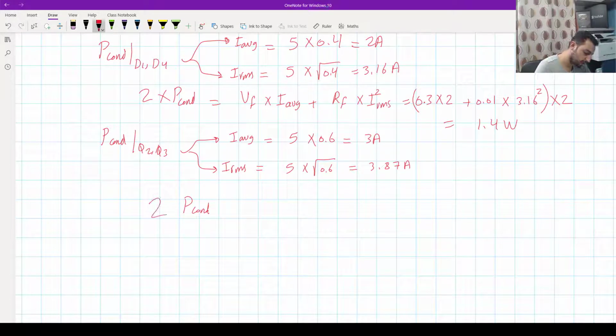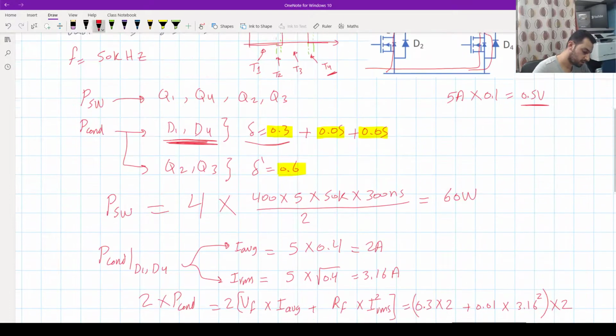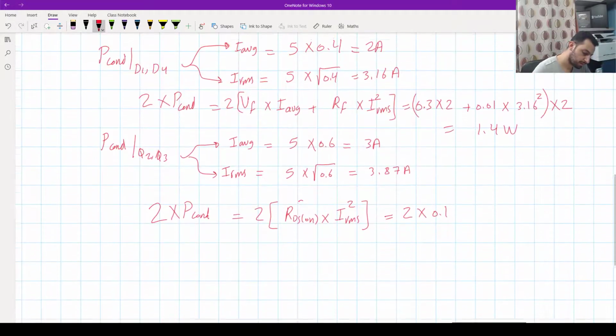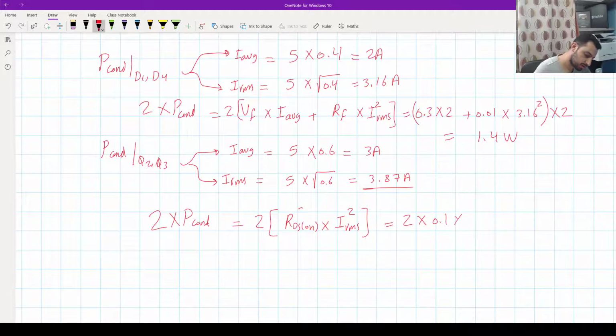So what is the conduction for these 2 transistors? And remember, we have 2 of them, okay? So this is 2 just in case, and this is 2, okay? The conduction equals RDS on times IRMS square, and that equals 2 times RDS on is 0.1 ohm. We have here RDS on as 0.1, and the RMS value is 3.87, and after multiplying by 2 it will be 3 watt, okay?